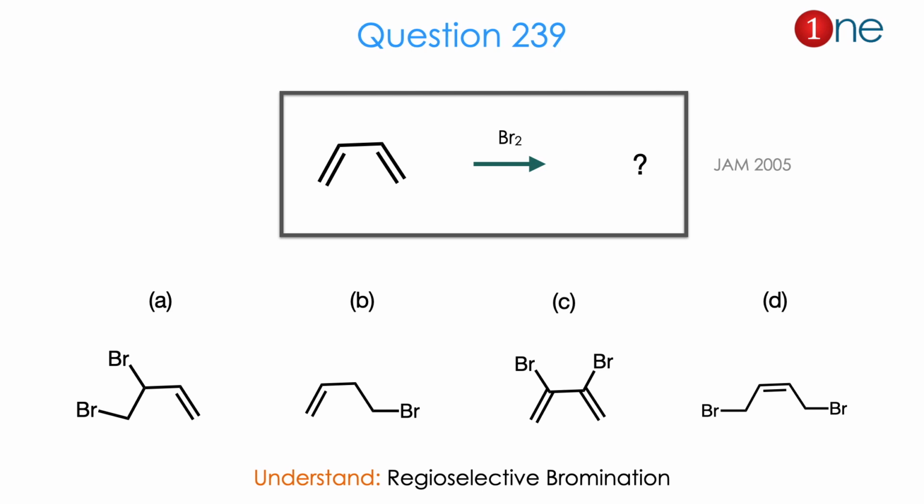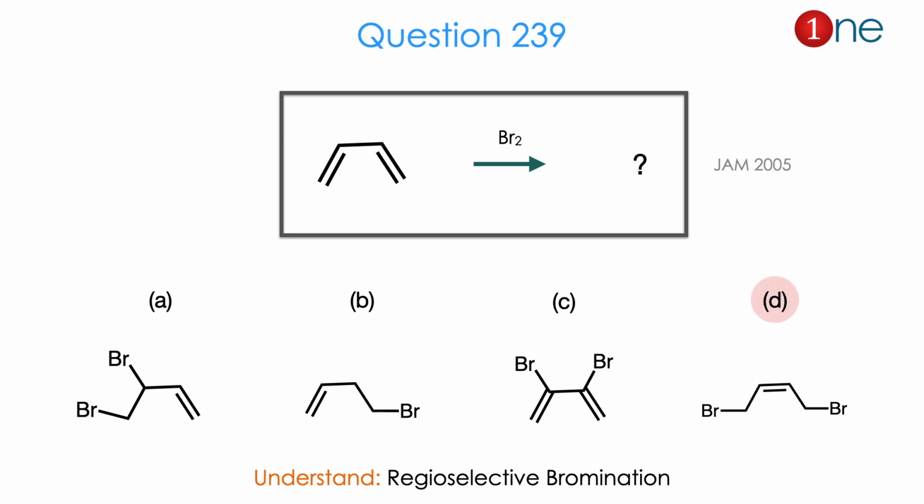Then let us look at the next question. They are given a 1,3-diene, reacting with bromine, and they ask you to find the product. 4 different products are given: 1,2 addition, 1,4 addition, monobromination, or 2,3 bromination. From the starting material and 4 different products, you might realize the question is really about regioselective bromination. The answer is D.